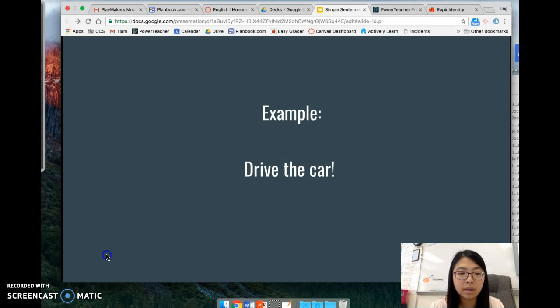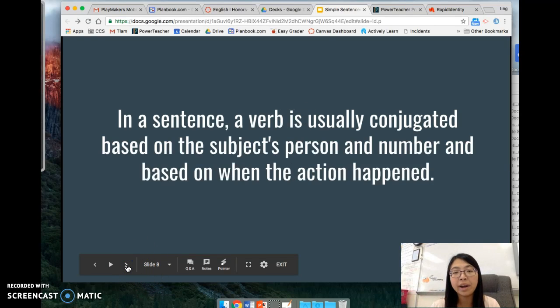we're going to take a look at how you can determine what conjugation to use, how you should conjugate your verb. All right, in a sentence, a verb is usually conjugated based on the subject's person and number and based on when the action happened. So we talked about when the action happened last time. That has to do with the tense, right? The past tense, perfect tense, progressive tense, all of that.